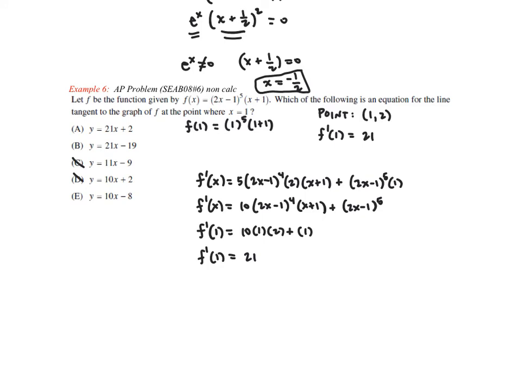Looks like I can knock off C, D, and E because of the slopes. But I do need to do a little work to figure out whether we got A or B as our final answer. So y minus 2 is equal to slope times x minus 1. All right, so that'll be y minus 2 is equal to 21x minus 21. As I add 2, that'll be 21x, combining like terms, I get minus 19. So it looks like it's going to be B. Answer is B, and that is it for the chain rule.